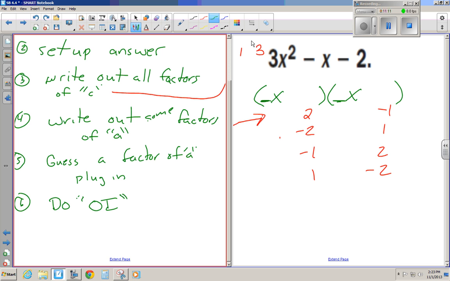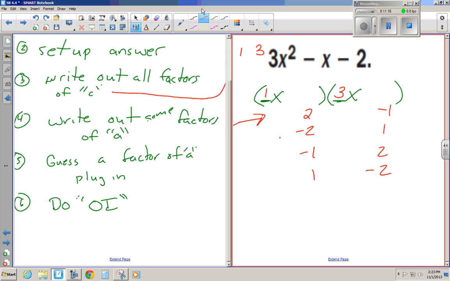All right, so let's look at this. I'm guessing 1, 3 because it's my only choice. And then OI would be this. That's O, the outside numbers, and the inside numbers. So 1 times -1 is -1. 3 times 2 is 6. Adding them together gives us 5. I know it's not this one. Well, changing the signs, all that would do would be make this +1 and -6, so give me -5. It's not this one either.